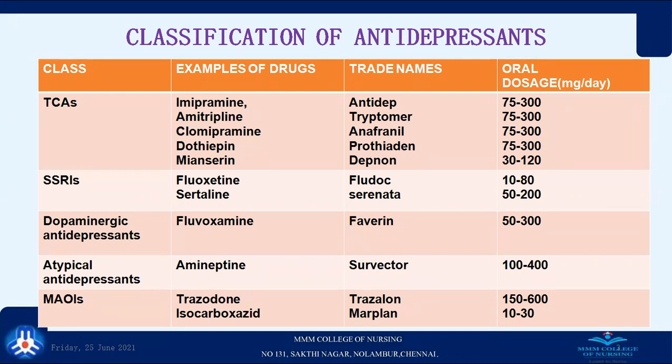Monoamine oxidase inhibitors: trazodone and isocarboxazid. Trazodone trade name is Trazolan, per day oral dosage 150 to 600 mg. Isocarboxazid, trade name Marplan, per day oral dosage 10 to 30 mg.